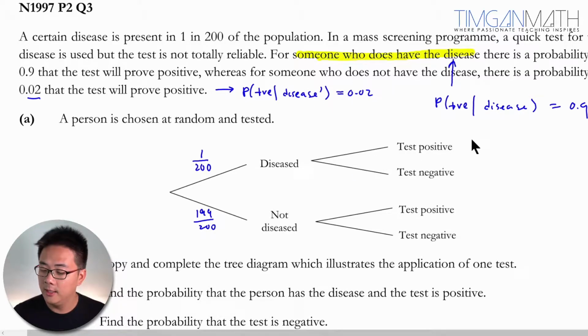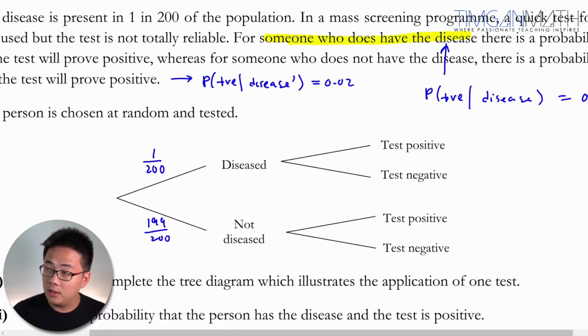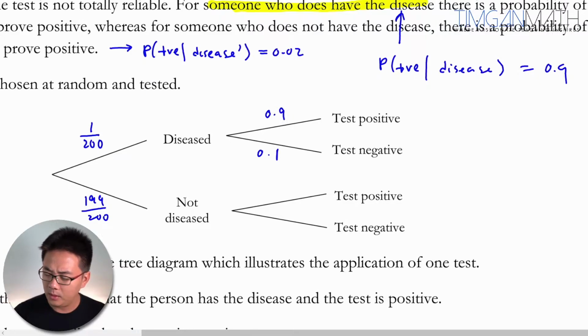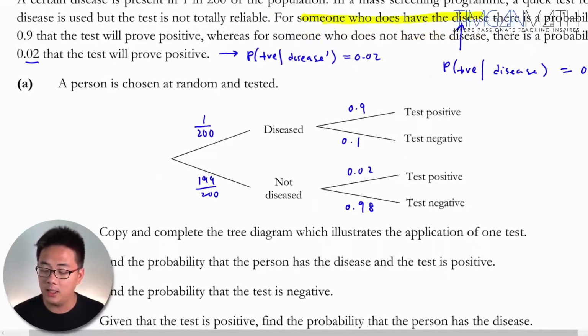So from here, we know that for conditional probability, if you are diseased, the probability of being positive is 0.9, so this will be 0.9 here, and this will be 0.1. Whereas for not diseased, this will be 0.002, and this is 0.998. So these three diagrams, just copy it, and that's your answer there.